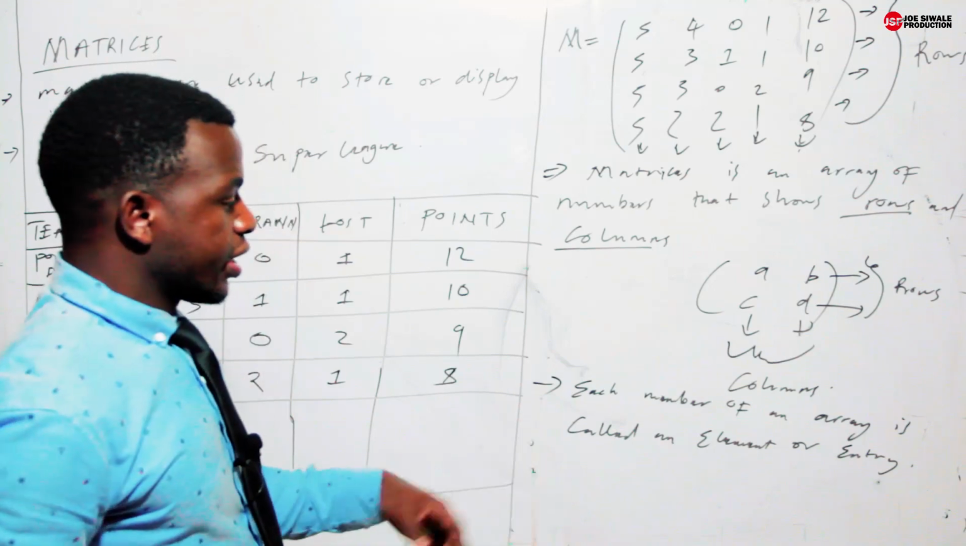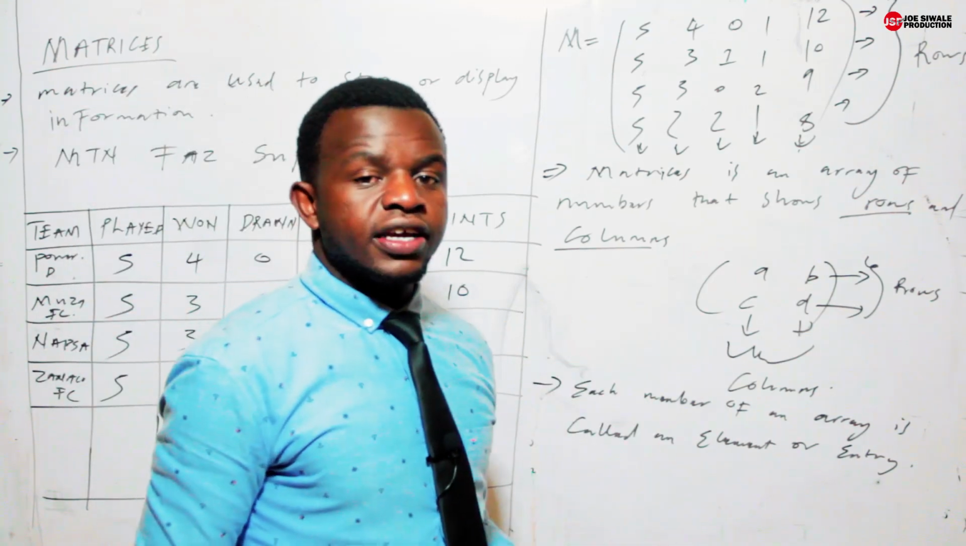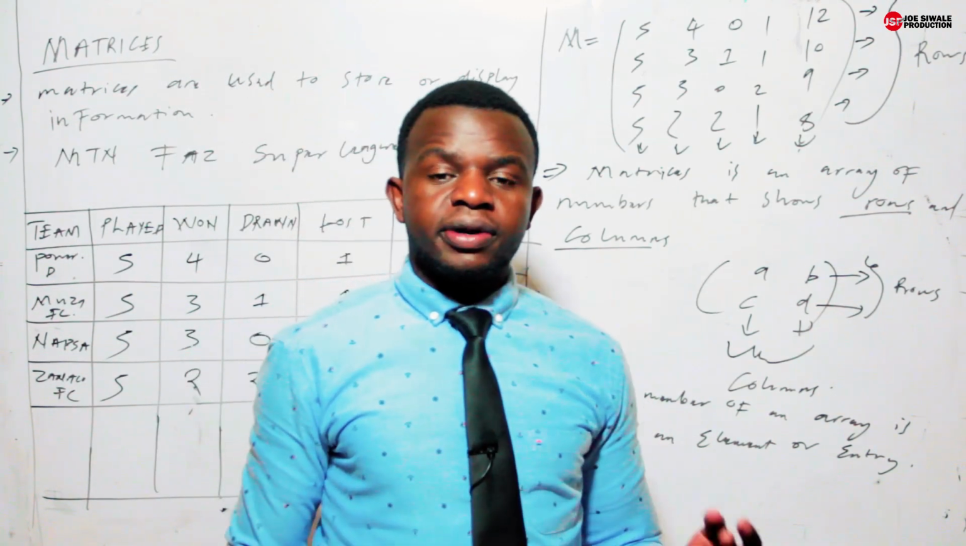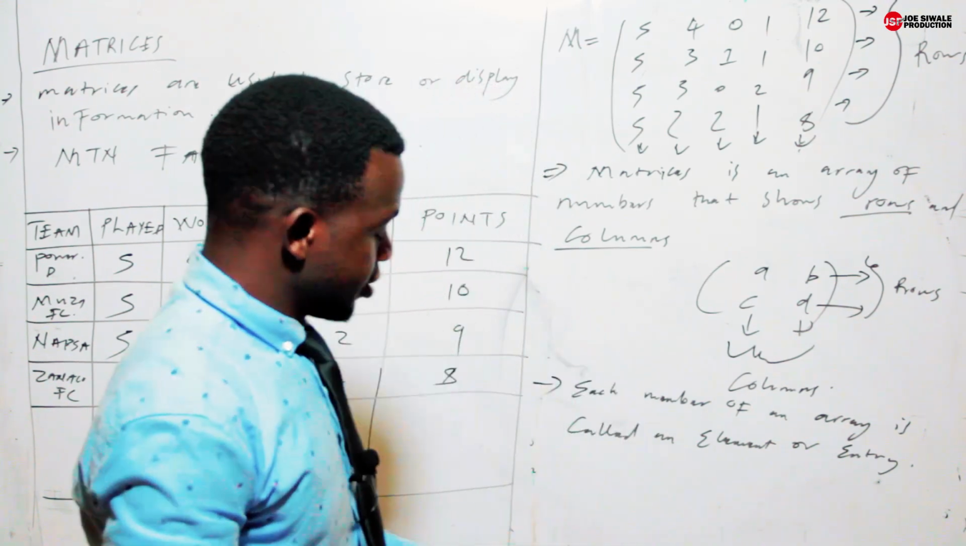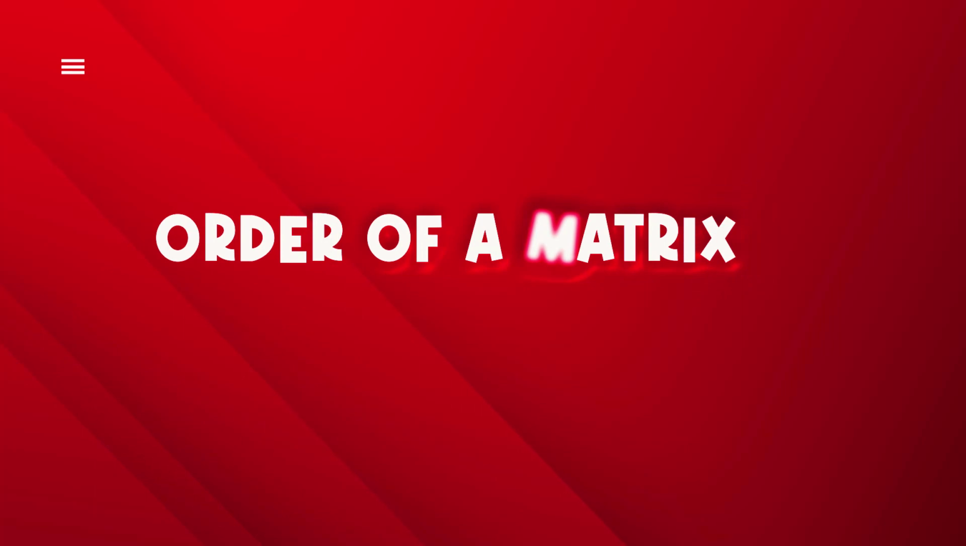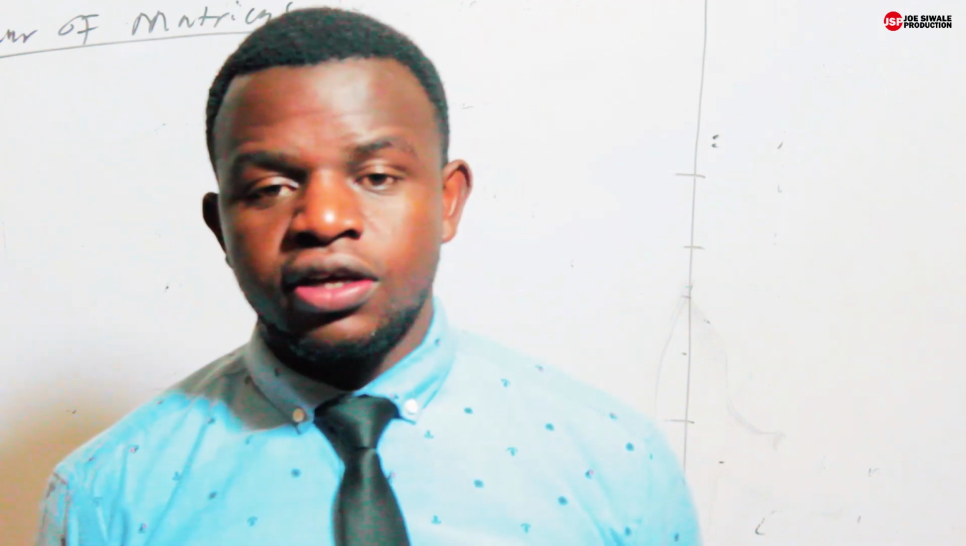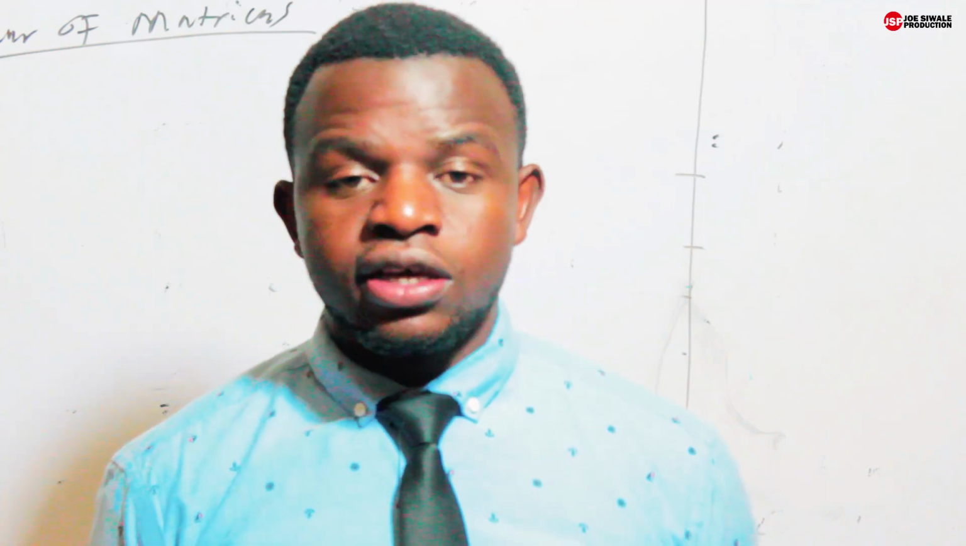So we can now look at how you can find the order of a matrix. So let's now look at how we can find the order of a matrix. The order of a matrix is found by giving the number of rows followed by the number of columns. So the order of any matrix is found by giving the number of rows followed by the number of columns.